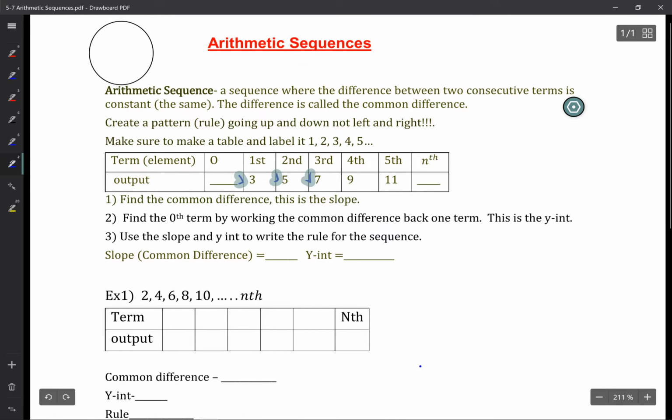So what are you going to do first? Well, first you're going to find the common difference, right? Step one, find the common difference. And whatever that common difference is, that number is the slope.